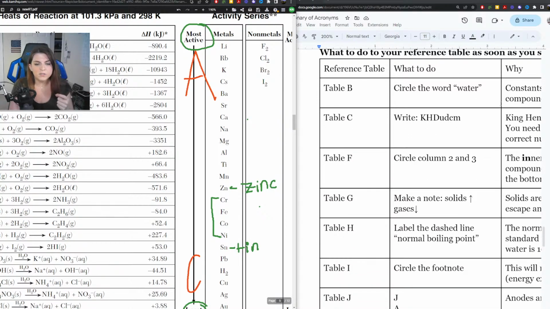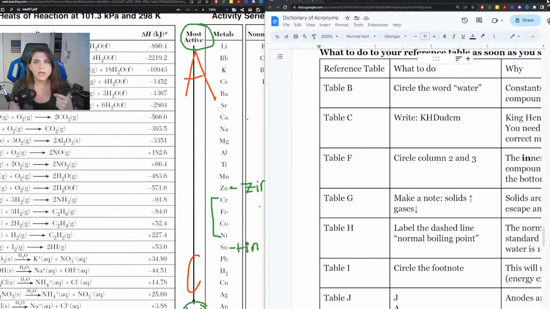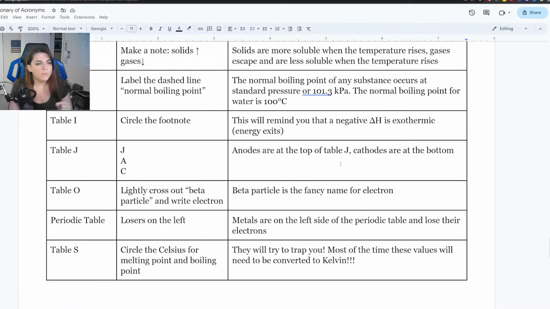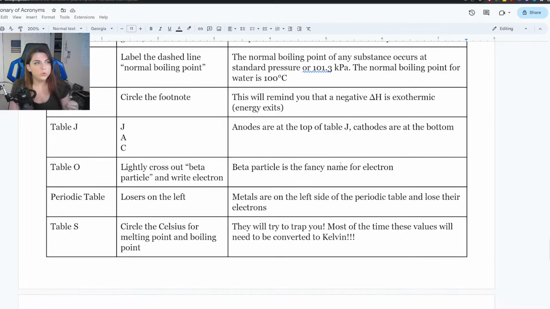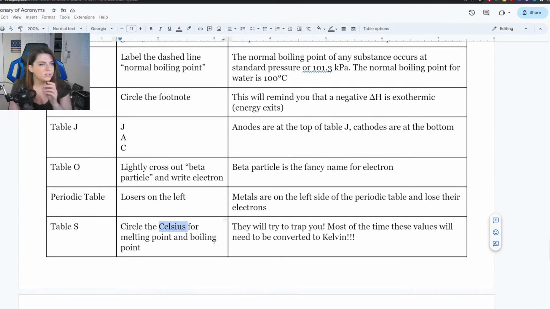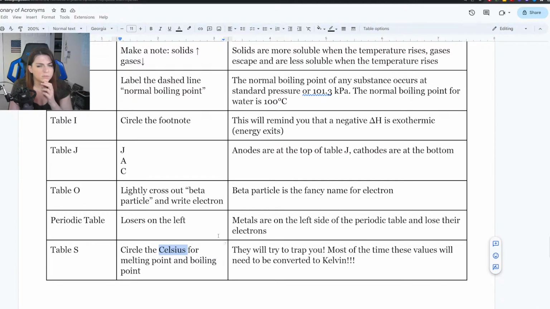And then most of this stuff at the bottom here, I talked about in the Regents stream that I did earlier this week. It's talking about what you should do to your reference tables the minute you sit down. Oh, they've changed this. Those are all in Kelvin now. All the temperatures on table S are in Kelvin. I guess they used to be Celsius.